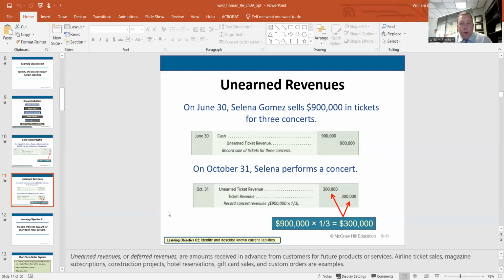So on June 30th, in this situation, all that we did is we increased assets and we increased liability. We did nothing to affect the equity section at this point in time. As the revenue is earned on October 31st, when the first concert takes place, we then recognize the revenue. So we're going to do this in the period in which it's incurred, which again goes back to the matching principle we learned about in chapter 1. So that's an example there.